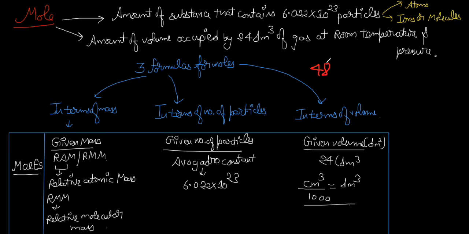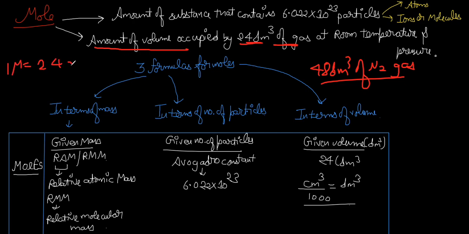So let's say 48 dm cube of nitrogen gas. I'm just writing simple questions. 48 dm cube of nitrogen gas. Find moles of nitrogen gas. You can solve this using the definition. The definition says that 1 mole is the amount occupied by 24 dm cube of gas, meaning the volume is 24 dm cube. So 1 mole is equal to 24 dm cube. In reality, you have 48 dm cube. So how much will be the moles?